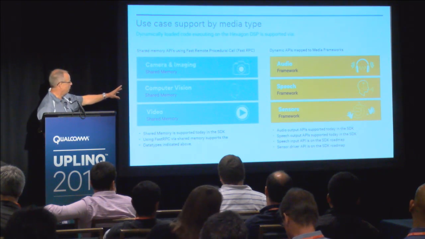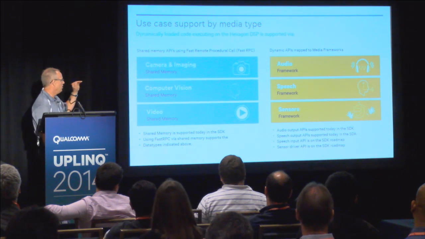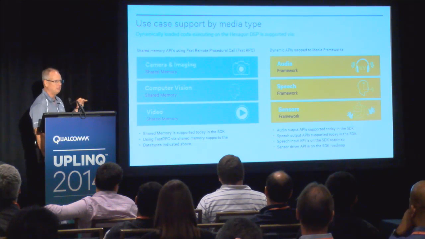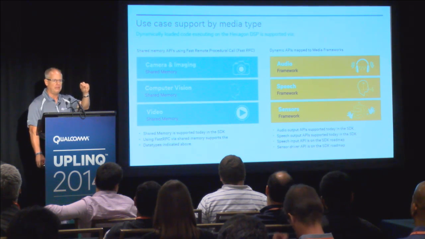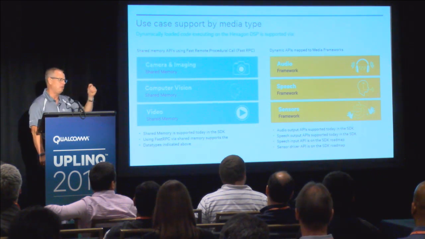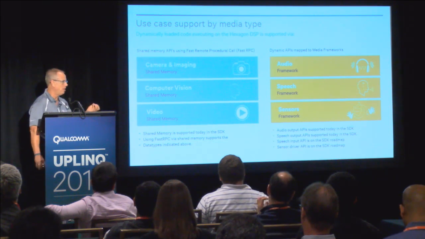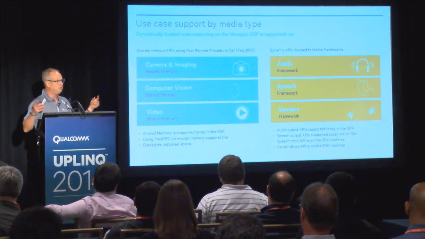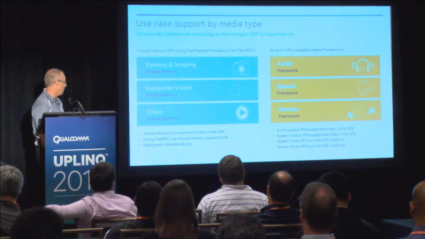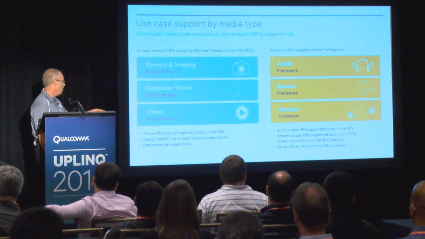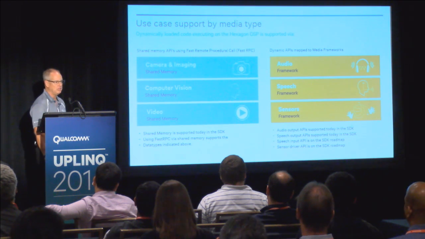On the right-hand side, we have dedicated frameworks for these different data types: an audio framework, a speech framework, and a sensors framework. In those cases, we have to find various points on the data path to create a dynamic API so that a developer who does not have access to the source code can create a module and stuff it in the DSP between those data points. In the current SDK that we ship, we support audio outputs, but we have on our roadmap supporting APIs across the board for audio, speech, and sensor frameworks.